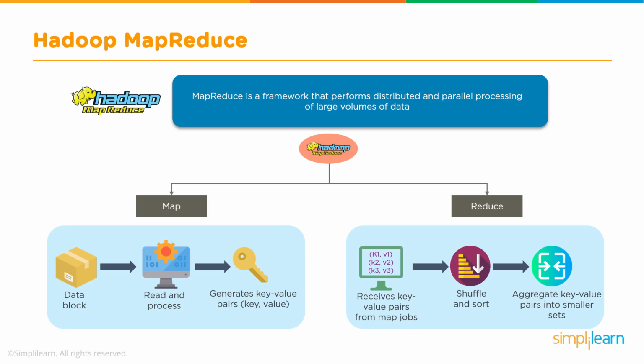So MapReduce is a framework, or you could say MapReduce is a programming model which is not restricted to be written only in Java. That could be written in Python, that could be written using other programming languages also. So it is a programming model. It's a framework that performs distributed and parallel processing of large volumes of data. Now this basically depends on 2 main phases. So you have a mapping phase and you have a reducing phase.